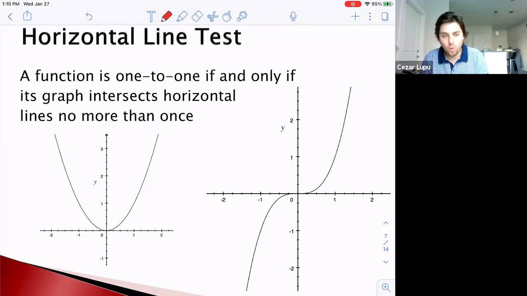A function is 1-to-1 if and only if, so it goes both ways, its graph intersects the horizontal lines no more than once. I repeat that. A function is one-to-one if and only if, not just if, it's if and only if. So it goes from left to right and right to left. Its graph intersects the horizontal lines no more than once.